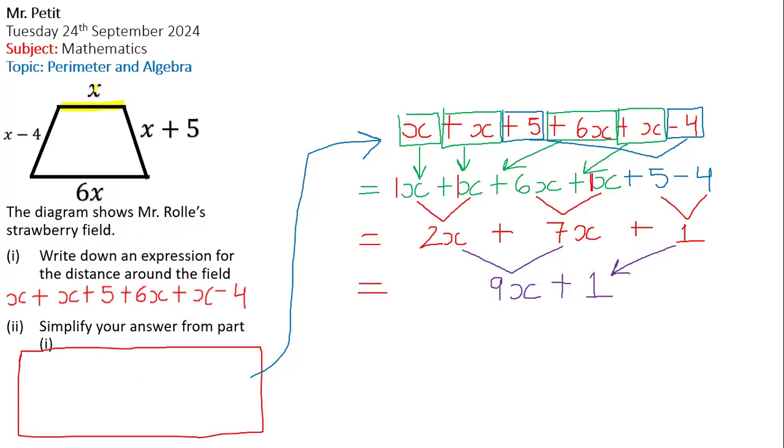X. Good, we put the X right there. Then what is this length? X plus 5. So we put the X plus 5 here. That makes sense? And then we have 6X, so we put 6X right there. And then we have X minus 4, so we put X minus 4 right there. And we just add them. That's how we get the first answer.